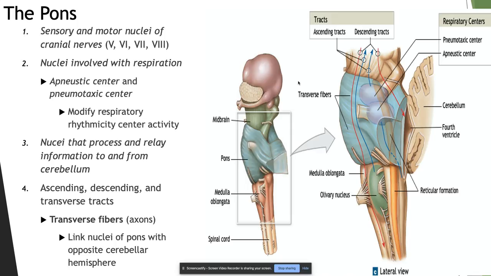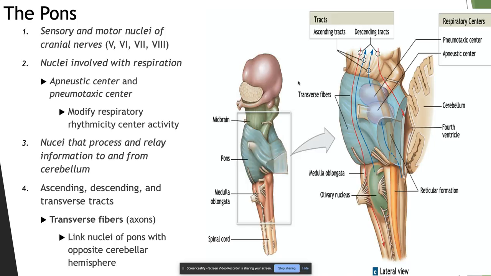Two, the nuclei involved in the control of respiration. On each side of the pons, the reticular formation in this region contains two respiratory centers, the apneustic centers and pneumotaxic centers, and these centers modify the activity of the respiratory rhythmicity centers in the medulla oblongata. Three, the nuclei and tracts that process relay information sent to or from the cerebellum. The pons links the cerebellum with the brainstem, the cerebrum, and the spinal cord.